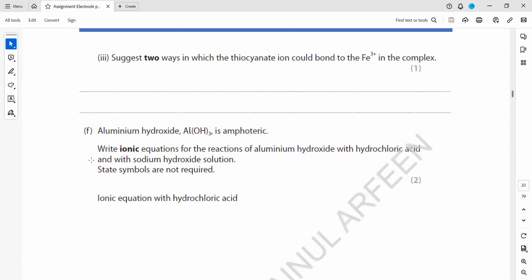State 2 ways in which a thiocyanate ion could bond to iron 3 in the complex. So how can it form a bond? Because the complex ligands can form a bond by dative bonding. It forms a dative bond with a lone pair. That is one thing. Or it can also form a bond with nitrogen to an empty orbital of iron.